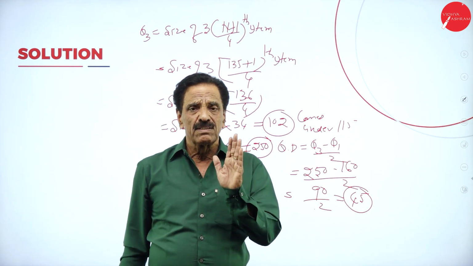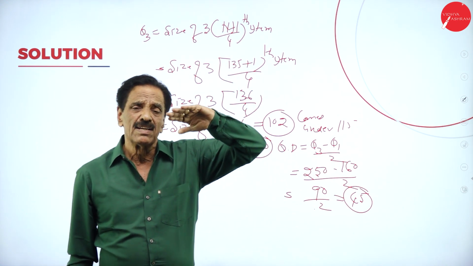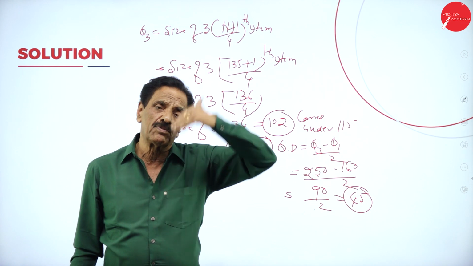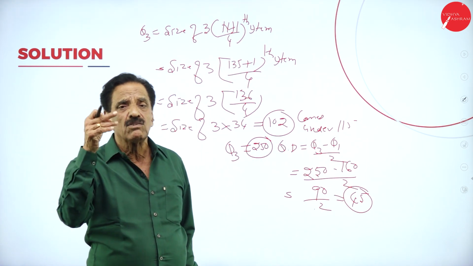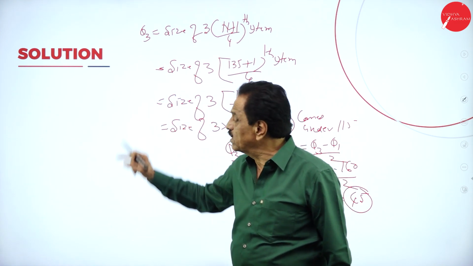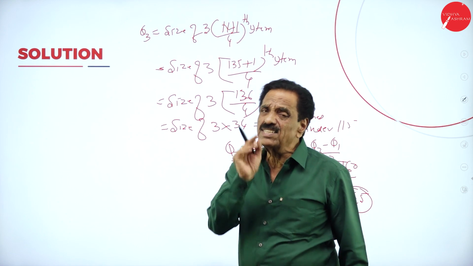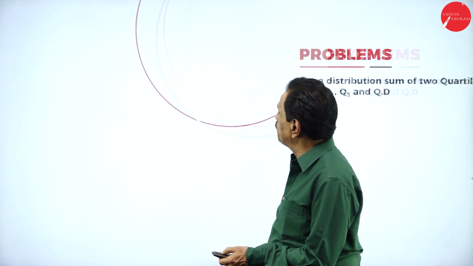So what are the steps to do? First convert frequency into cumulative frequency, then apply the formula size of (n plus 1) divided by fourth item, then for Q3, 3 into (n plus 1) divided by fourth item. Find out the values in CF; the concerned x is your Q3 and Q1. Then we'll move on to the next one.